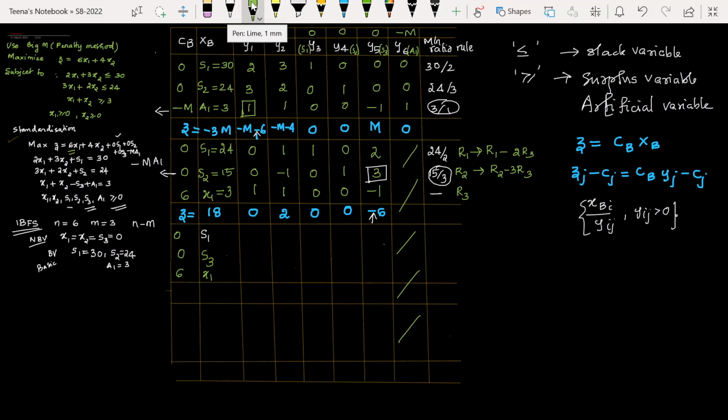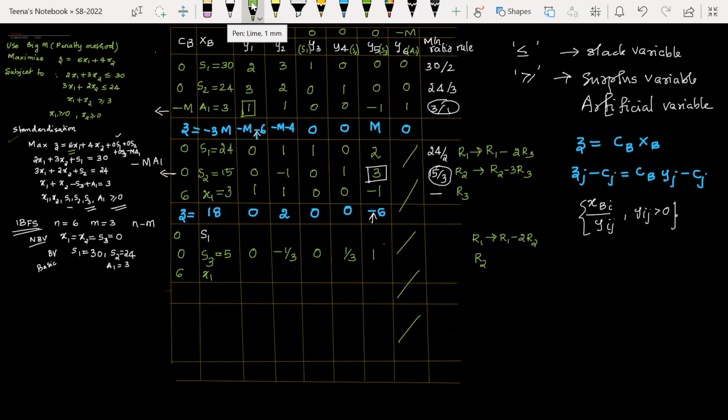So in order to make this 3 equal to 1, what we have to do is divide throughout the second row by 3. So 15 by 3 is 5, then 0, then minus 1 by 3, then 0, then 1 by 3, then 1. Let me call this R2, and then we are going to make the modifications with respect to the other rows with respect to R2. So R1 gets modified as R1 minus 2R2.